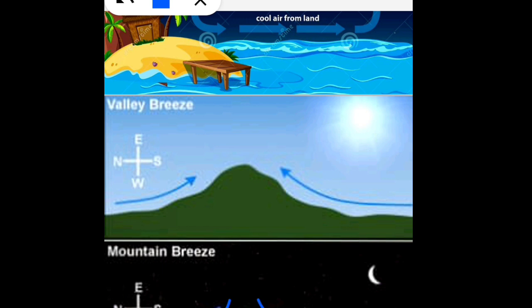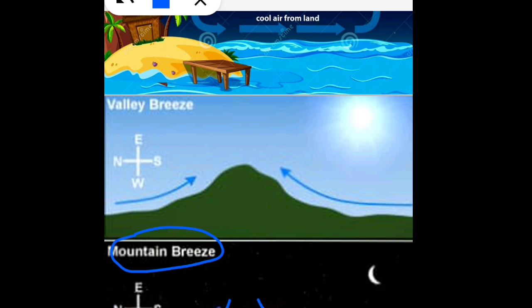So as it is blowing from the mountain top, it is also known as mountain breeze, or it is also termed as katabatic wind, right? Whereas on the other hand, valley wind or valley breeze is the wind basically observed during the daytime. The bottom of the valley becomes very hot due to the direct solar radiation. Therefore the density will also decrease.